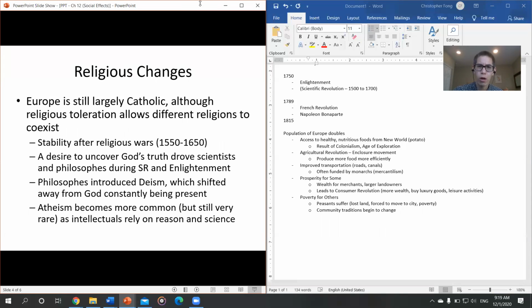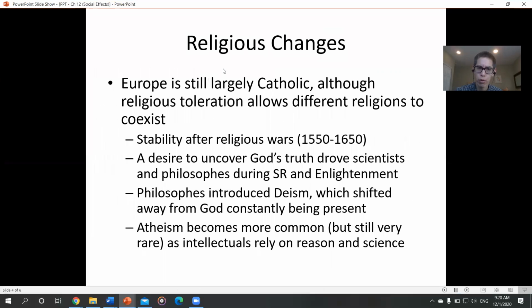That's up to you to decide. In addition to all of the population growth, there's also massive religious changes. Now, remember, we're starting this lecture in 1648. Think backwards a little bit. The last 150 years in Europe, from 1500 to 1650, had been characterized by religious turmoil and religious conflict.